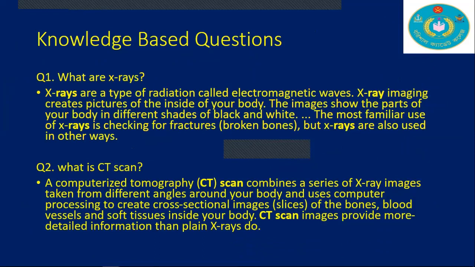And our second question is, what is a CT scan? That is a computerized tomography scan, which combines a series of X-ray images taken from different angles around your body, and uses computer processing to create cross-sectional images, slices of bone, blood vessels, and soft tissues inside your body. CT scan images provide more detailed information than plain X-rays do.